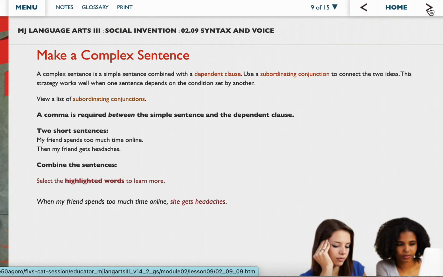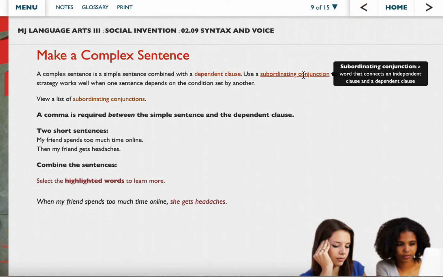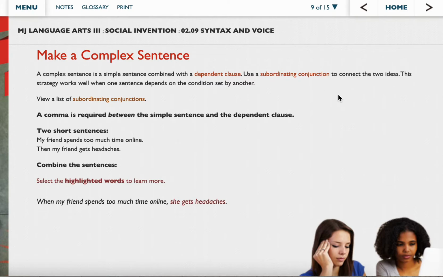Make a complex sentence. A complex sentence is a simple sentence combined with a dependent clause, a group of words with a subject and verb that does not express a complete thought. Use a subordinating conjunction to connect the 2 ideas. Subordinating conjunction, a word that connects an independent clause and a dependent clause. This strategy works well when one sentence depends on the condition set by another. Let's view a list of subordinating conjunctions.